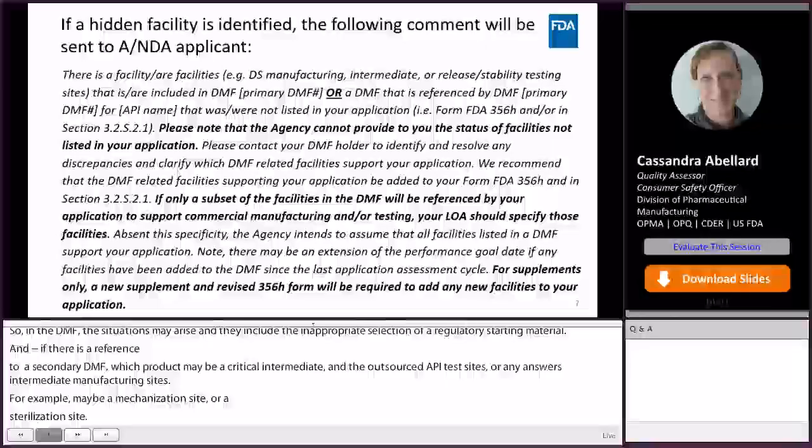So that comment that may get issued, as I keep referring to, this is what it may look like. I'm not going to go over this entire comment. However, I wanted to give you the full text as to what you may see. It basically tells the applicant to contact the DMF holder and update their application. The text does get modified depending on the situation. However, I did want to note the two bolded sentences. I will go into further details around those on the next couple of slides.